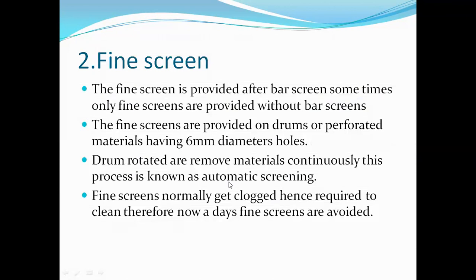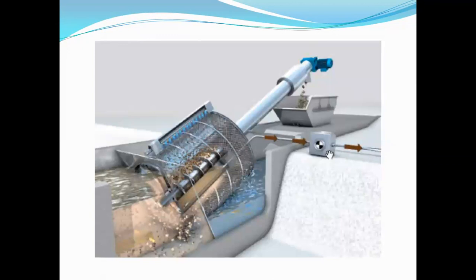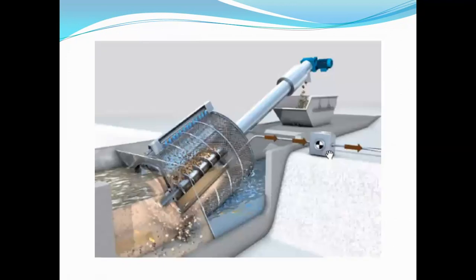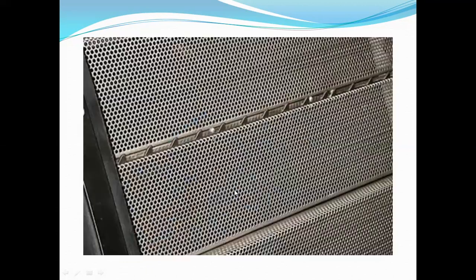Then we discussed the second type of screening, the fine screen. That is, the screen has small holes of about 6 mm diameter. These screens are the fine screens, and when this screen is placed on a rotating drum, then it is an automatic screening process. This is the diagram or picture of the fine screen.